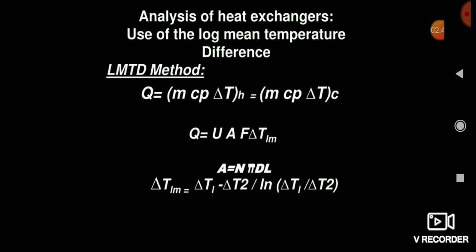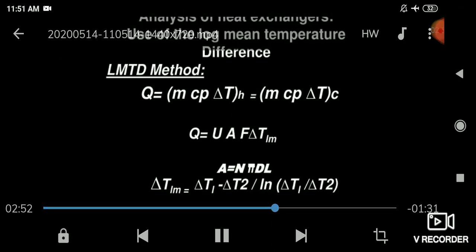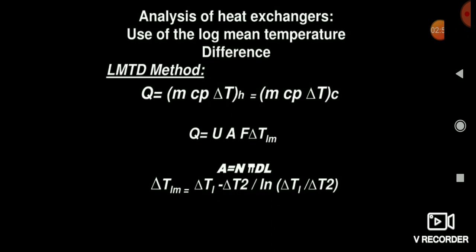And friends, here F is the fouling factor. Remember that when the fouling factor is given in the question, then you multiply it in this equation, that is UA delta T into F. When nothing is given about the fouling factor, then you simply leave it. But when it is given in the question, then you simply multiply it by UA into delta T Lm. And friends, these all Qs are equal to each other. Means mCp into delta T H of hot fluid is equal to mCp into delta T of cold fluid is equal to UA into F into delta T Lm of the heat exchanger. These all three are equal to each other.